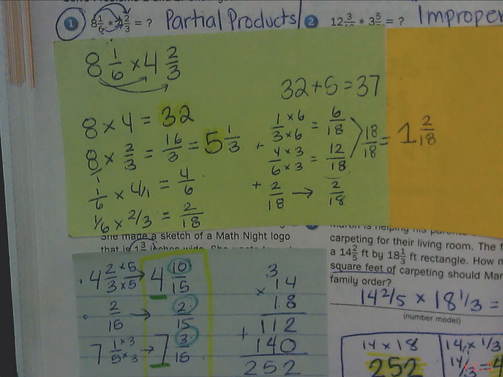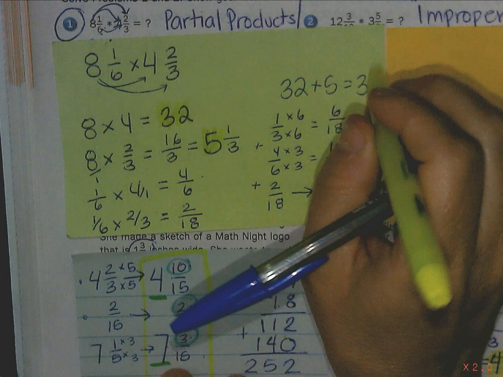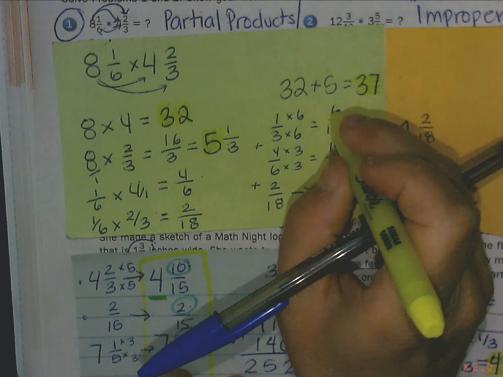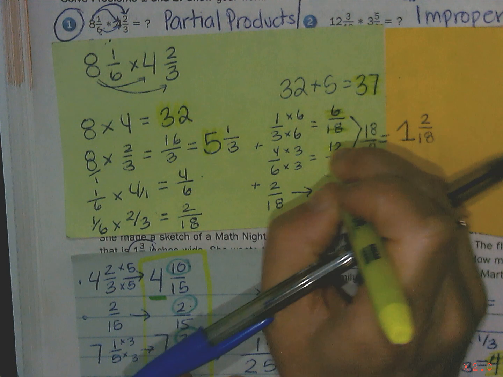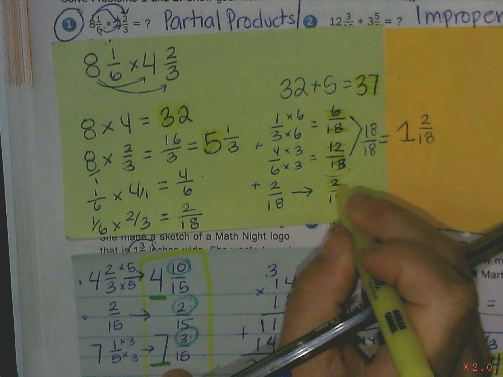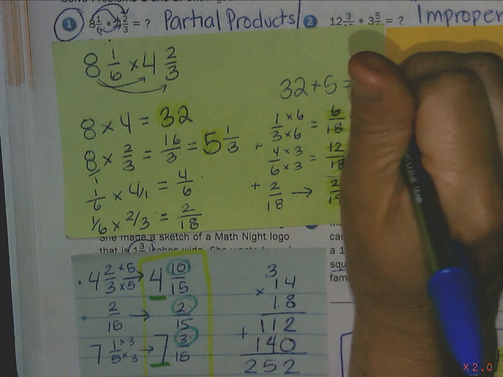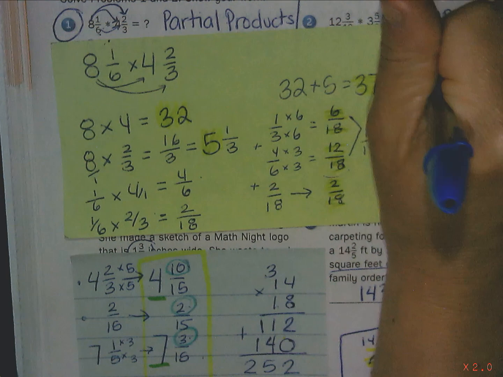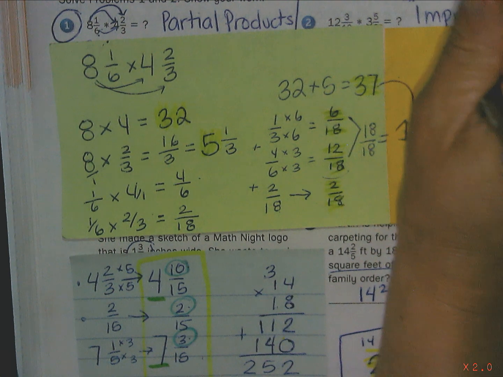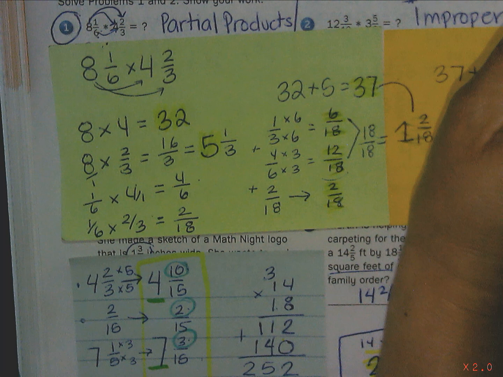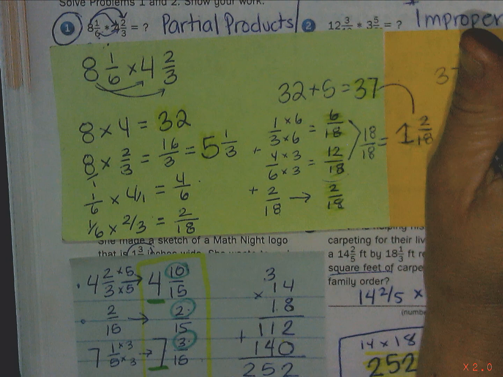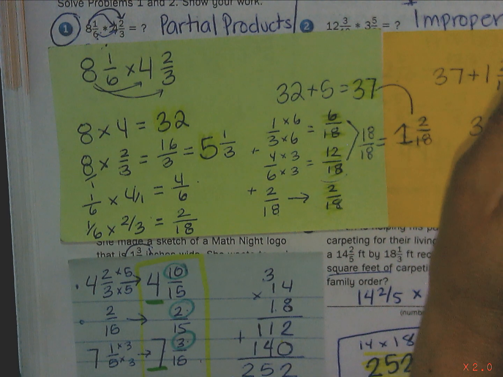So now I can't forget what I was trying to do. I first added my wholes, then I added these fractions, and I added this last fraction on, which means now to get the total product, I must put these together. So 37 plus 1 2/18 equals 38 and 2/18.